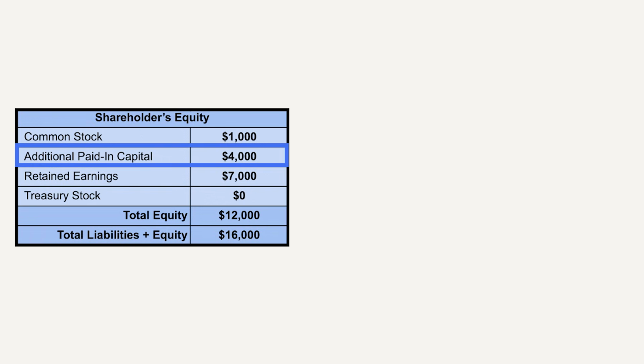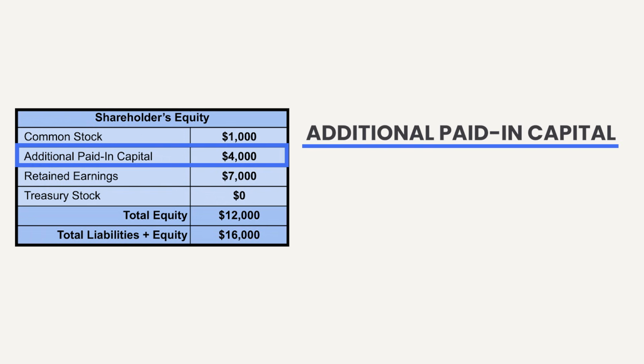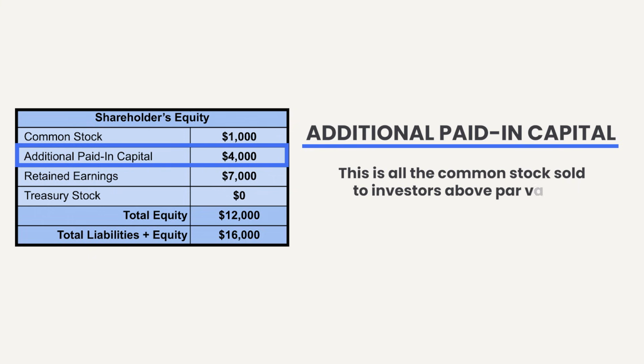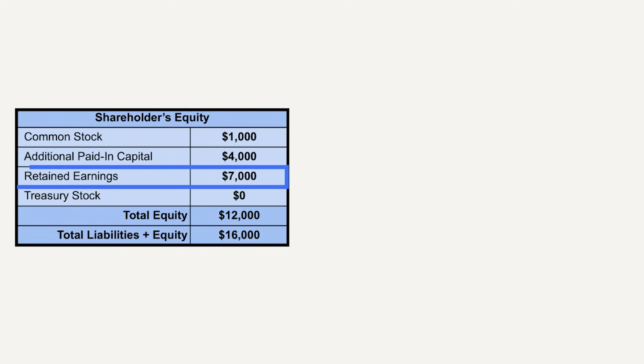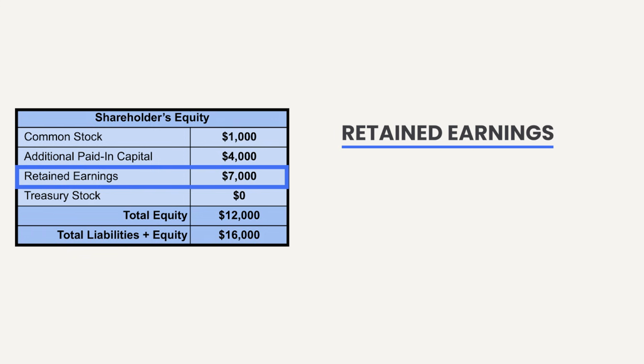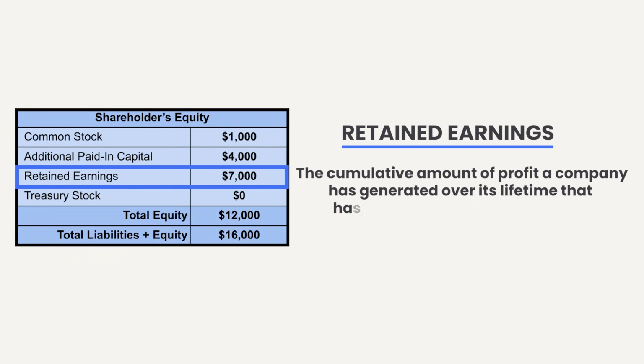Below that is a category called additional paid-in capital. This is all of the common stock sold to investors above par value. It's worth noting that additional paid-in capital is normally a much bigger number than common stock, even though these two terms represent largely the same thing. The next major category is called retained earnings, which is the cumulative amount of profit a company has generated over its lifetime that hasn't been paid out as dividends.